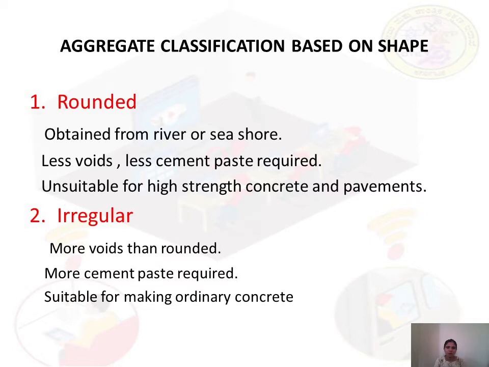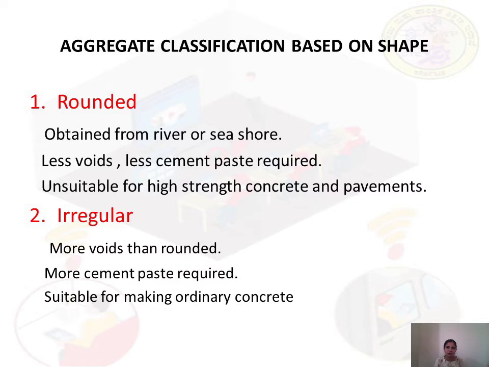When these aggregates are used in concrete, they have less voids, and then less cement paste is required to bind these aggregates. But because of the rounded surface of these aggregates, they are unsuitable for high strength concrete and pavements.